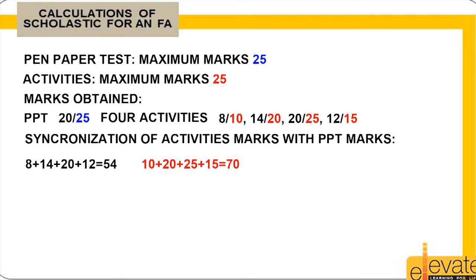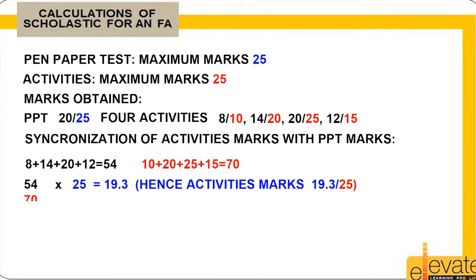See once again, in PPT Atul Gupta got 20 out of 25, and in activities Atul Gupta has got 54 out of 70. So we have to synchronize this for the sake of adjustment. Now we have to synchronize it. Out of 70 he gets 54, so out of 25 he gets 19.3. Hence activity marks are 19.3 out of 25.